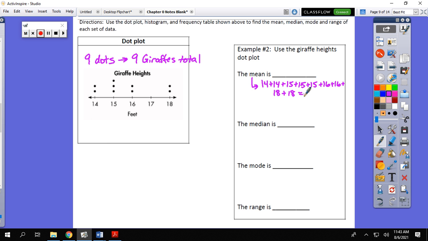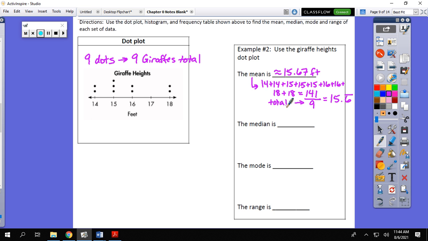So we're going to take out our calculator here, and we are going to add up those heights. Give me a second to make sure I don't screw that number up. That is a total of 141. Then we are going to divide that by the total number of giraffes, which is 9, to get 15.6 repeating, or about 15.67 feet for the mean of the giraffe heights.